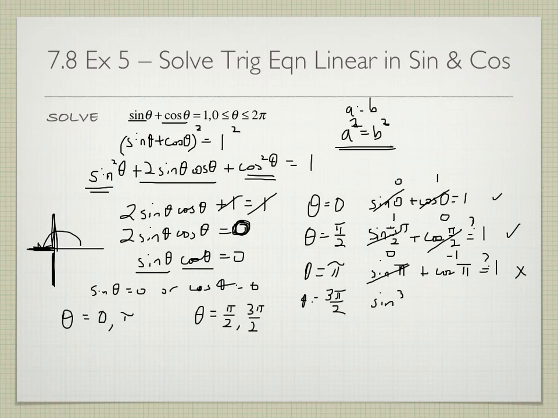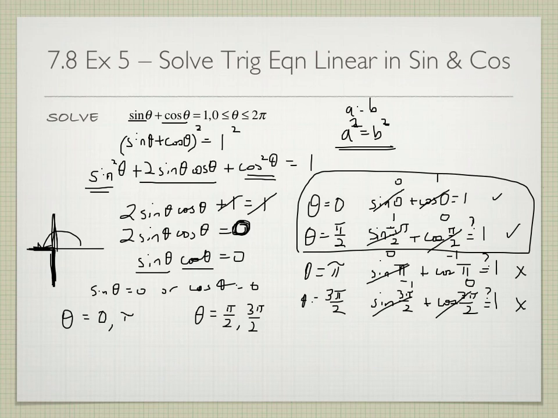Let's look at sine of 3 pi over 2 plus the cosine of 3 pi over 2. Is that equal to 1? Sine of 3 pi over 2 is down here, so that's going to be negative 1. Cosine of 3 pi over 2 is 0. So again, we have negative 1 equals 1, and that's not going to work for us. So these are my two answers that do work. The other two are extraneous, so my final answer will be theta equals 0 and pi over 2. Okay? Those are my two answers to this problem.